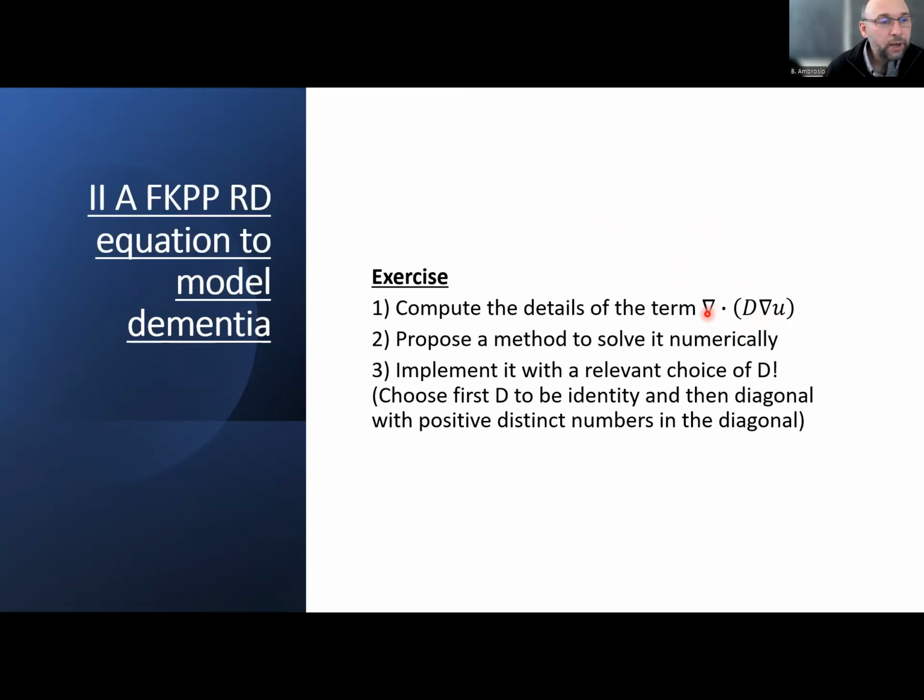So first, just to be able to deal with that, just do the details. If U is a function from R^n to R, develop this term so that you know exactly what you are doing. Then there's a classical method, for example, the finite difference method. You can discretize the second derivative of the Laplacian. So here, how would you discretize this term, and then implement it with relevant choice of D and with your favorite software. So that's the program that we are going to deal with now.